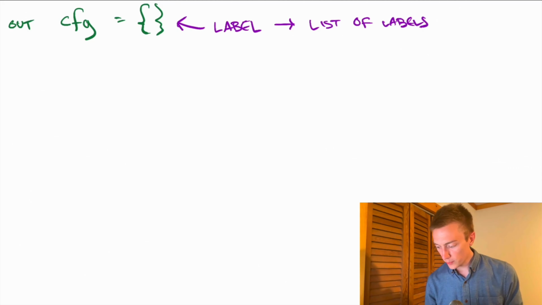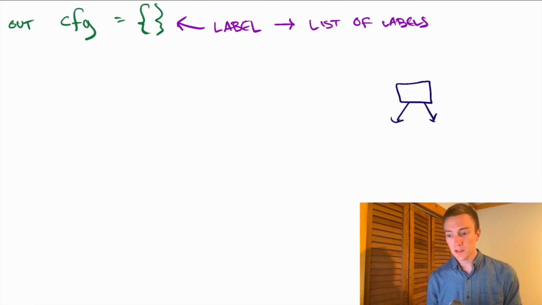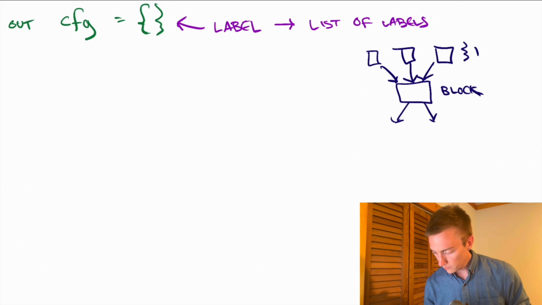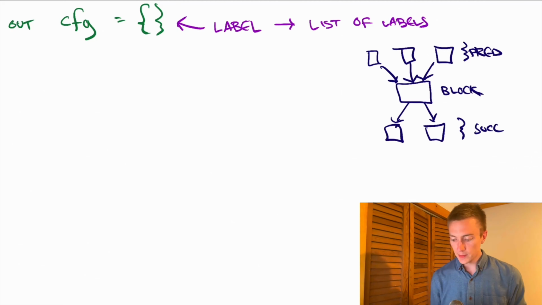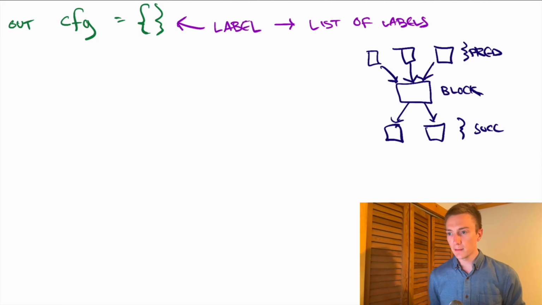Successors are CFG terminology for just the nodes on the other end of the out edges from the current block. So if this is some block that we're processing, then the blocks that have edges into this one are called predecessors, and all of the blocks that have out edges from the current block, those are called successors. So this CFG thing, again, is going to map blocks to a list of all the successors of that block, and that will serve as a representation of the CFG.